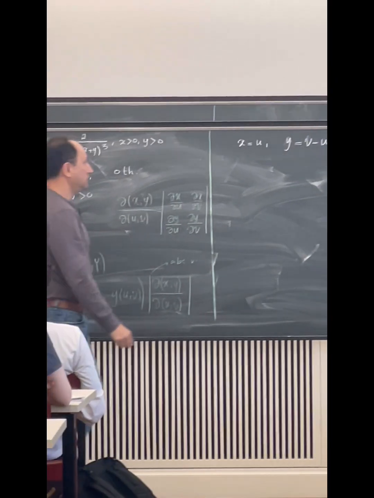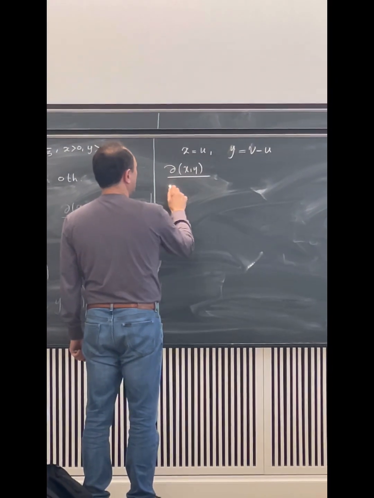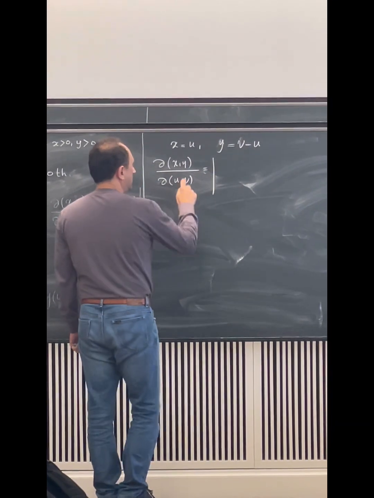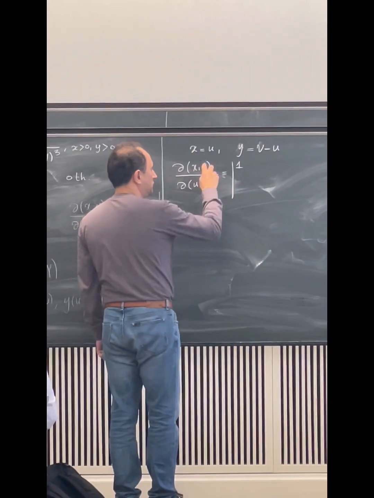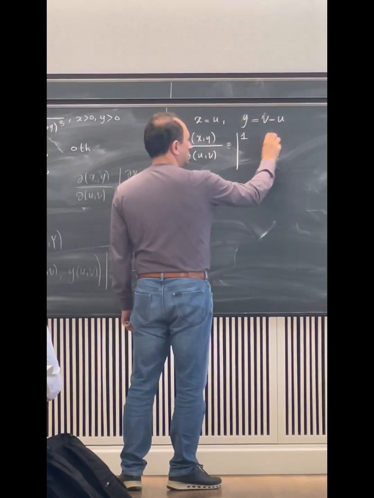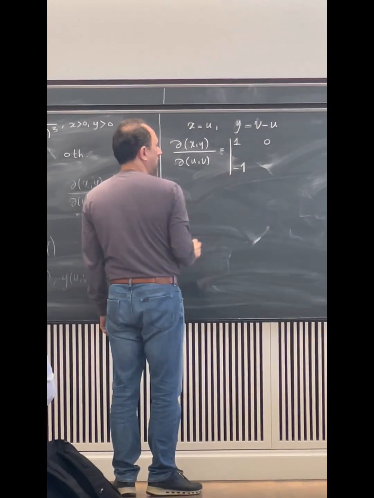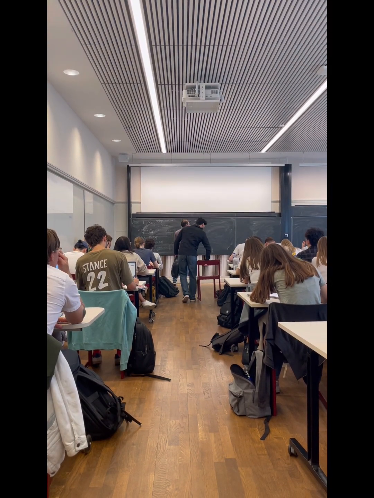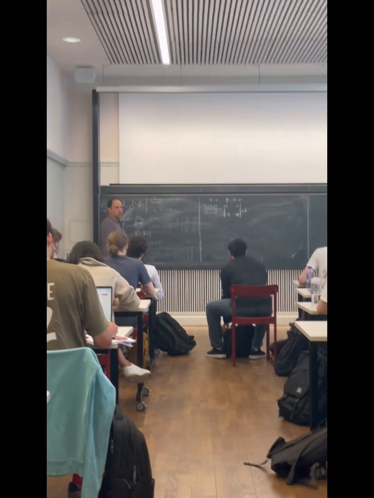And then I calculate the Jacobian. The Jacobian of x and y with respect to u and v is equal to the determinant. The derivative of x with respect to u is 1. The derivative of x with respect to v is 0. The derivative of y with respect to u is minus 1. And the derivative of y with respect to v is 1. If you calculate this determinant, it becomes 1. So the absolute value of 1 is also 1.